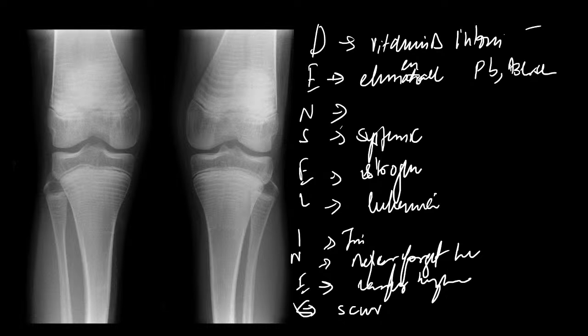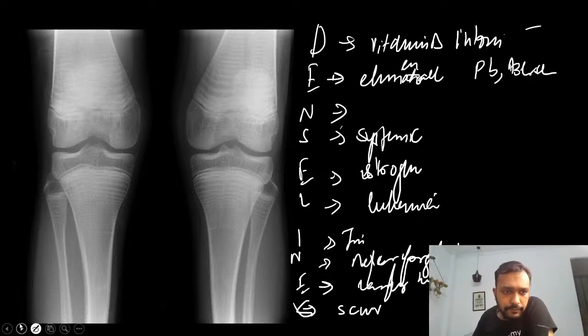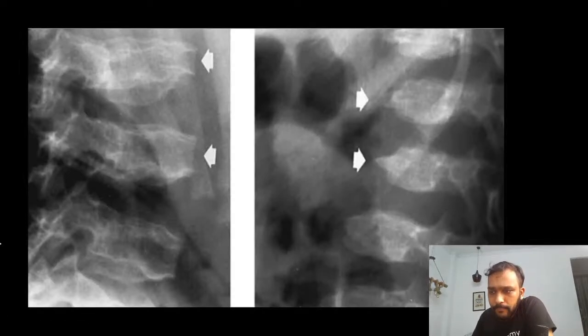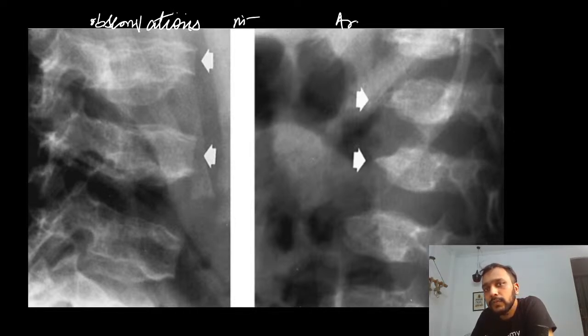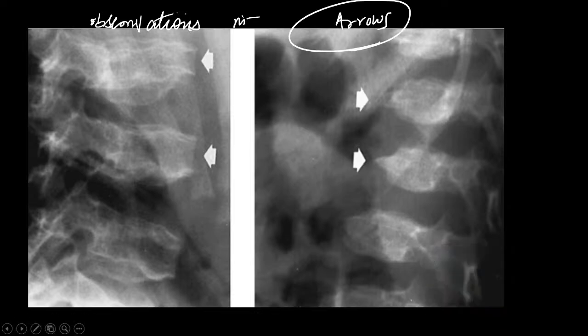Clear guys? Just give me a thumbs up if it is clear. If you have learned the mnemonic, just give me a thumbs up. We can move ahead. Okay, great. Now guys, let me know what are your observations in this X-ray. Where are the arrows pointing towards?